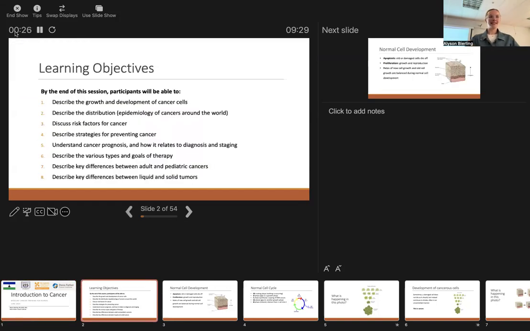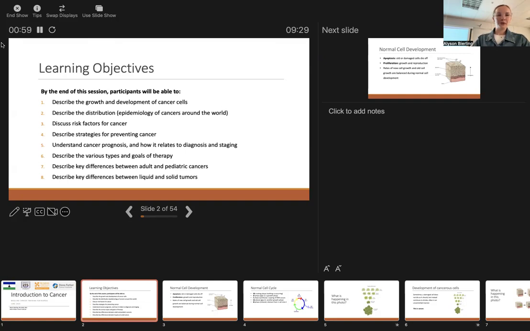So by the end of this session, these are all of the things we hope you will have learned. There's a lot of important content we'll review in this lecture. We're going to describe the growth and development of cancer cells. We'll describe the distribution of cancer, or epidemiology around the world of cancer. We'll discuss various risk factors for cancer. We'll describe strategies for preventing cancer.